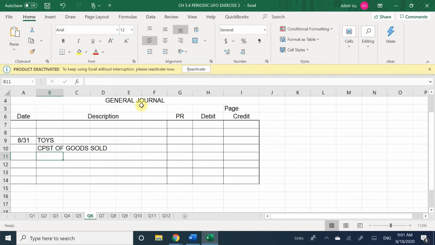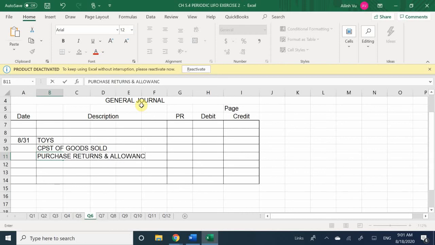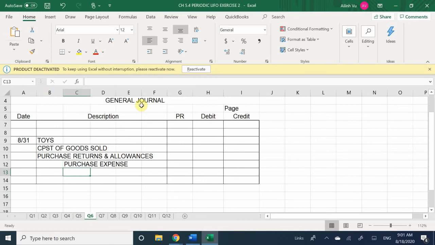Purchase returns and allowances. Yes, we need to add that because it's a contra account to what account? Purchase expense. Yes, that's correct. And then what else do we need to do here? Freight expense. Good.